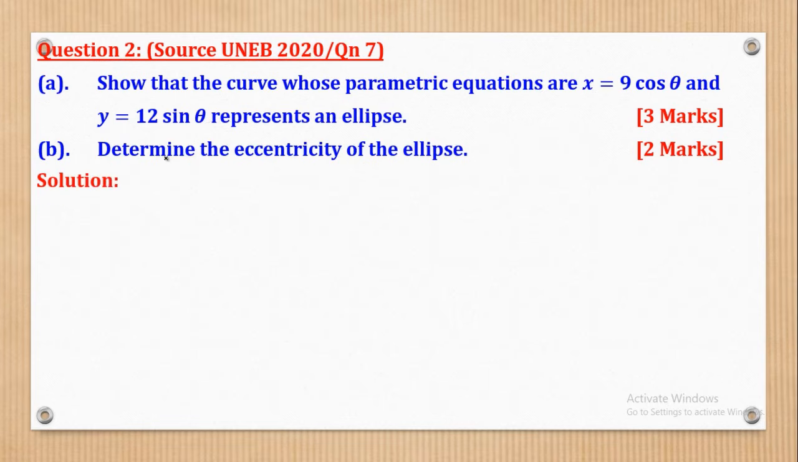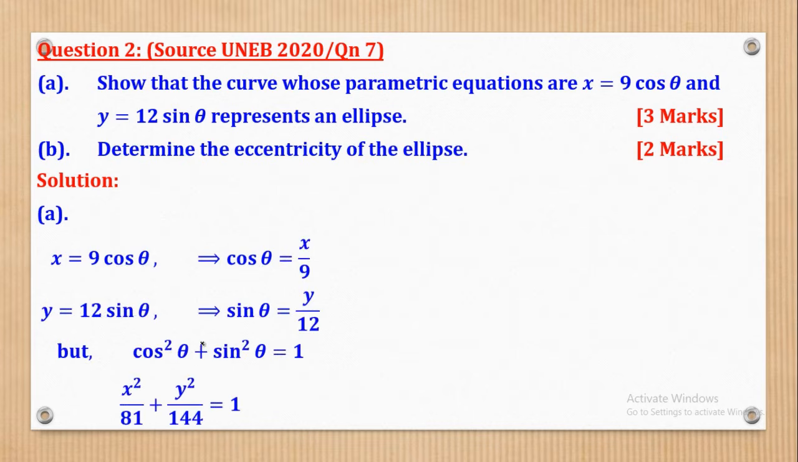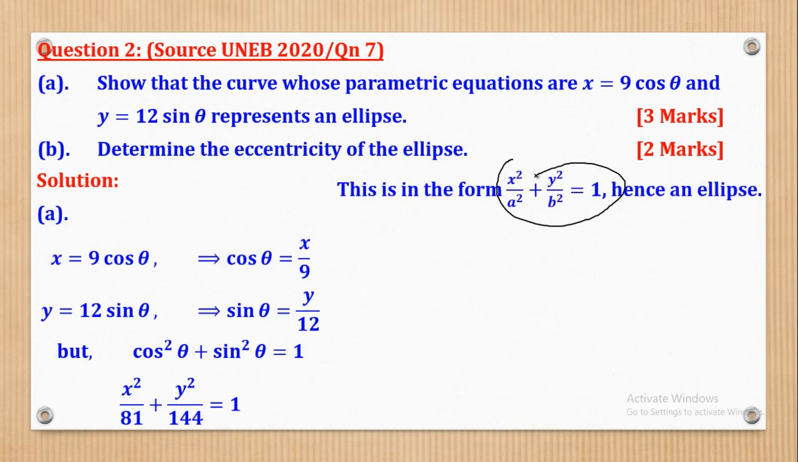So what we do, we shall still make cos theta the subject for this, and for this make sin theta the subject. Then remember the identity and substitute. So in the end, this one will be similar to this general form of an ellipse. Therefore, you have shown that this is an ellipse.